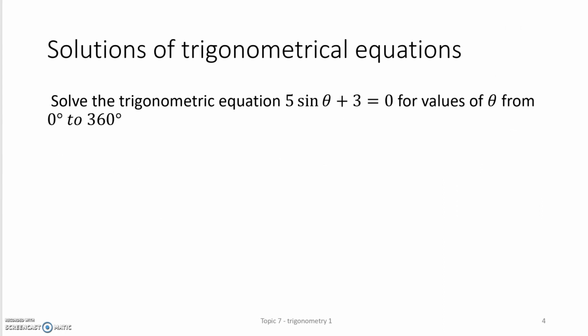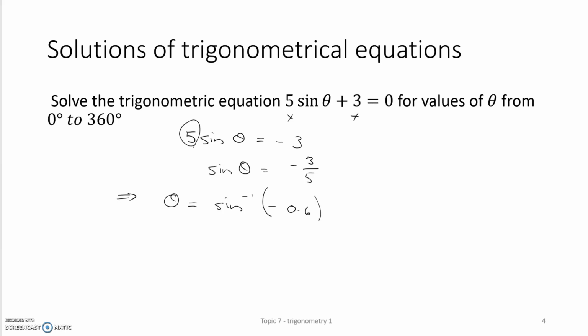Solve 5 sine theta plus 3 is equal to 0. Okay, let's deal with each of these bits in turn. Let's move the 3 to the right-hand side. So then we've got 5 sine theta equals negative 3. Still not close enough. We need to get rid of the 5 just by dividing both sides by 5. Now, this allows us to use inverse sine. Theta equals sine inverse of negative, change it to a decimal, 0.6.